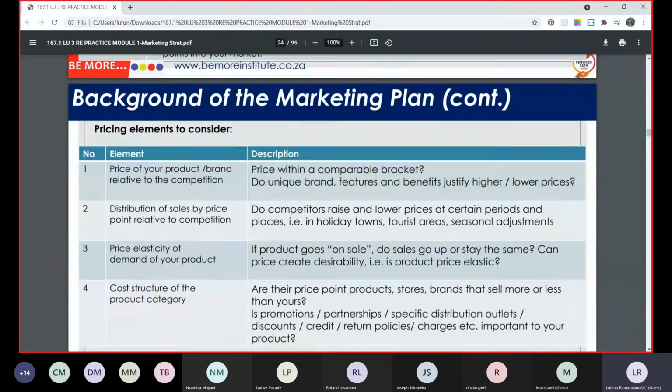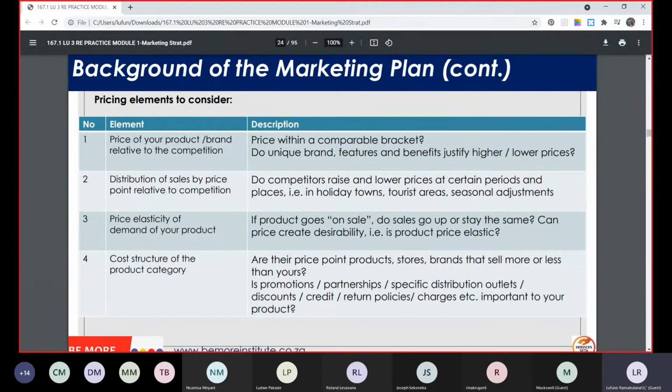So if we look at the pricing elements to consider, you have the price of your products or brand relative to the competition. So in terms of your description, your price is within a comparative or comparable bracket. If you look at different competitors, you'll be able to say, where do we put our price? How do we price it?